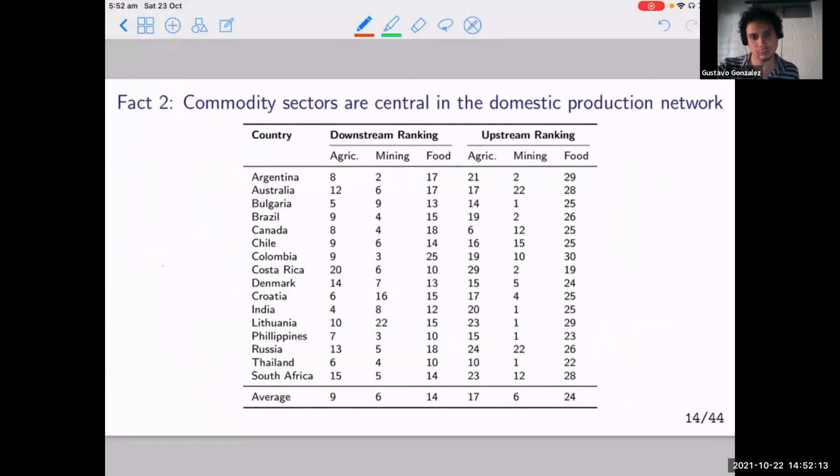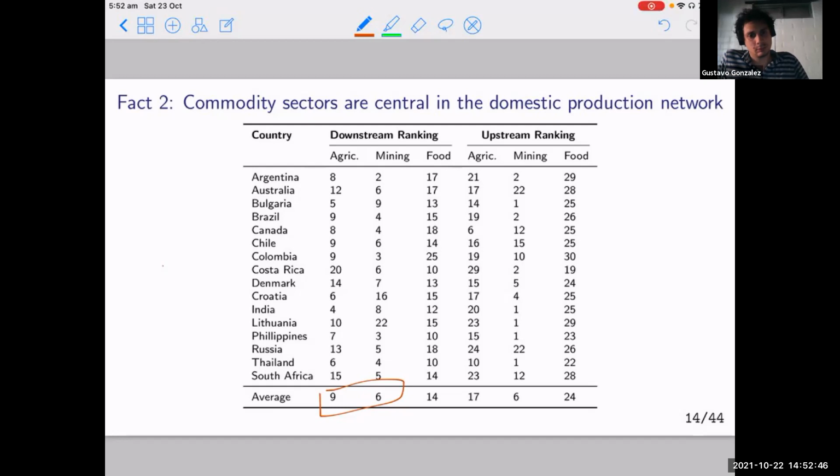In terms of downstream centrality, we see that in most countries, agriculture, mining, and food are at the top. Say here, for example, this number says that agriculture and mining are in the top 10 of central industries from a downstream perspective. Just to simplify this table, look at the numbers 9 and 6 for downstream. That means that most industries domestically use a lot of agriculture and mining products in production. Therefore, we would expect this downstream cost mechanism to be relevant.